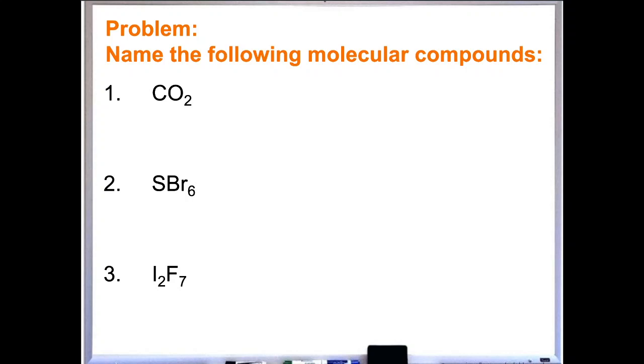Okay, so the first one. So we have carbon. We just have 1 of them, so we just write out the word carbon. Okay, remember, if we're going to compare carbon to oxygen and pick the more metallic, we're going to pick carbon because it's to the left, it's closer to the metals. Then we have 2 oxygen, so we'll write di, and we'll write oxide.